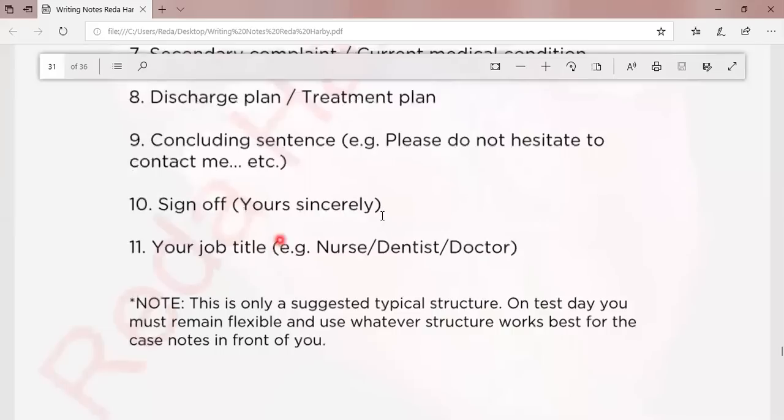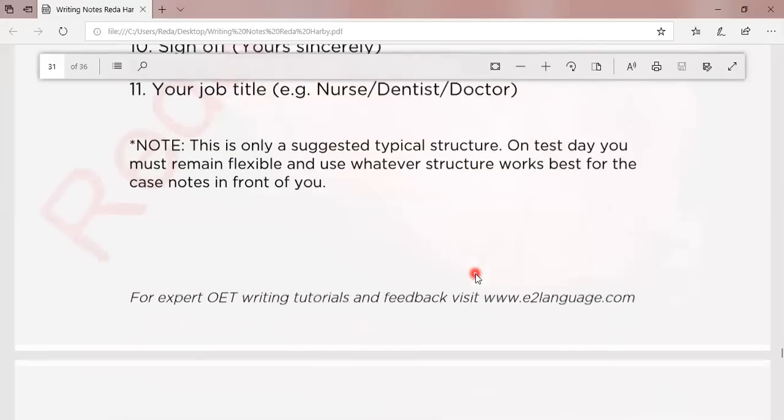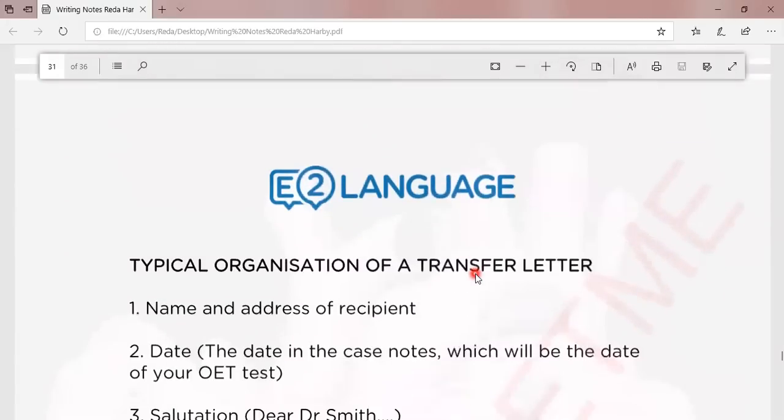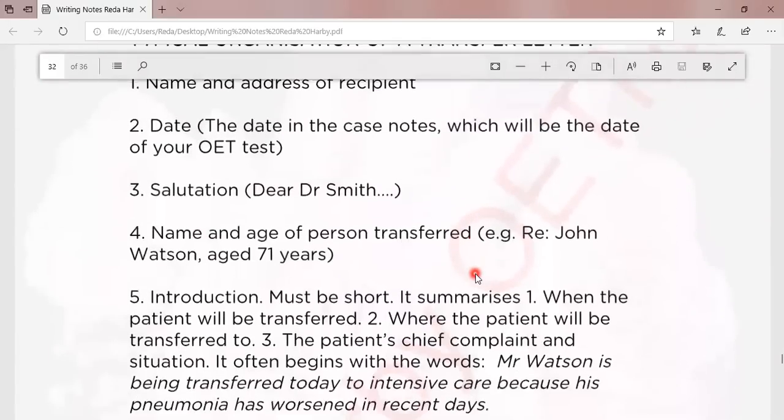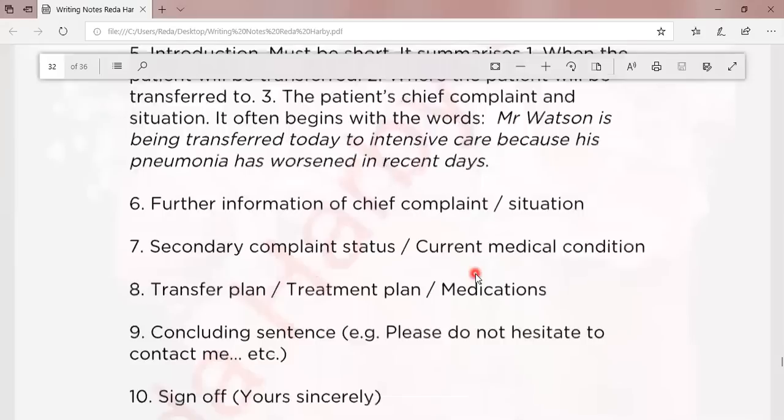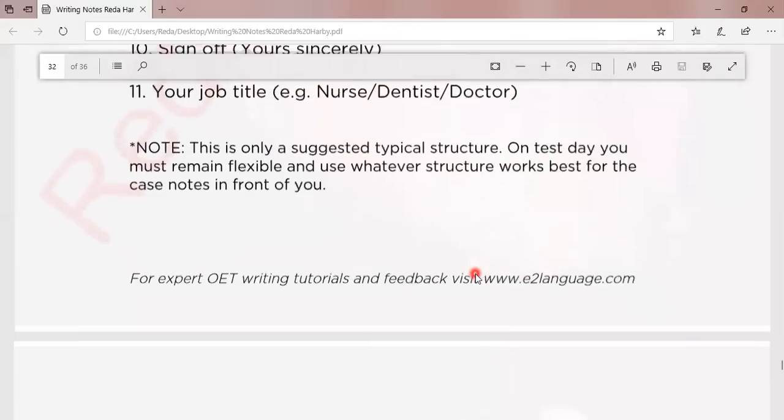Okay, yours sincerely. The Y is a capital, the shape of a capital Y, and sincerely with a small s, and then the doctor will be like this only. Don't leave a blank. Okay, I will show you what I will do in my exam. I will go back to a transfer letter later on, but I will show you now.